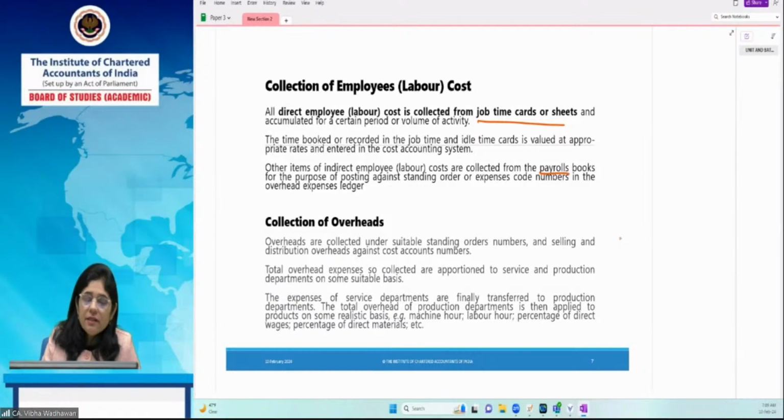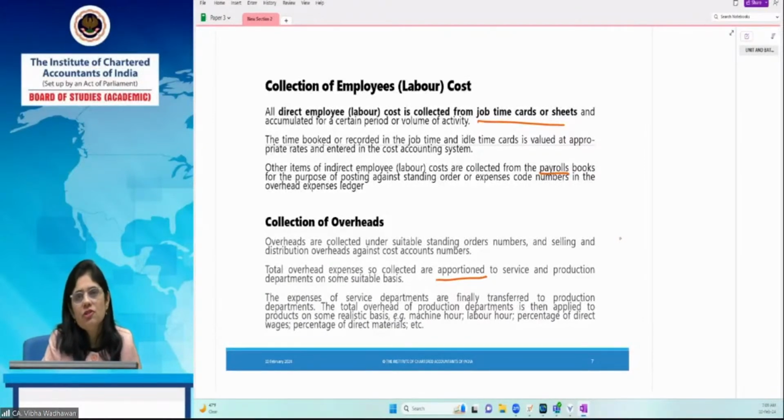Overheads are collected. Now, overheads are basically the indirect cost. Overheads are collected under suitable standing orders. There is always a coding. All right. And selling and distribution overheads against cost account numbers. So total overhead expenses are collected and they are apportioned. You have already done the overheads module, so now you are familiar with these terms.